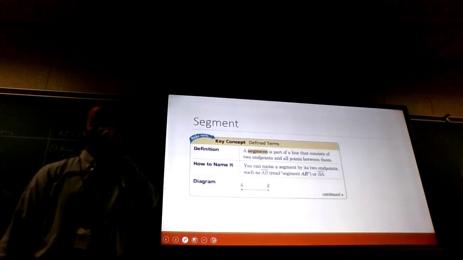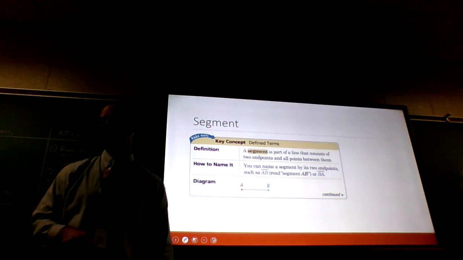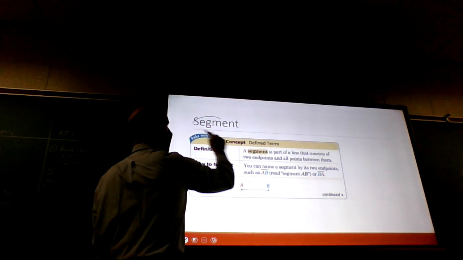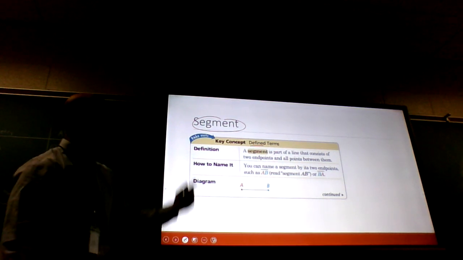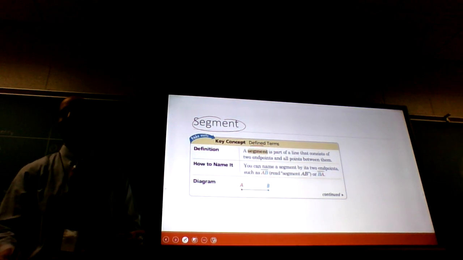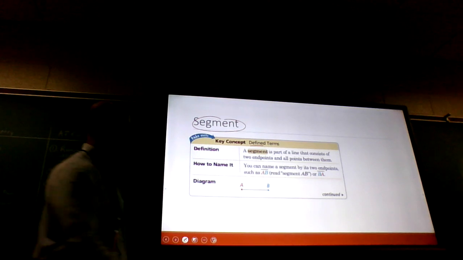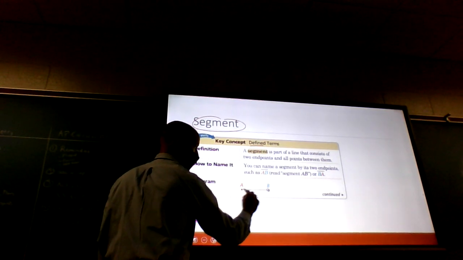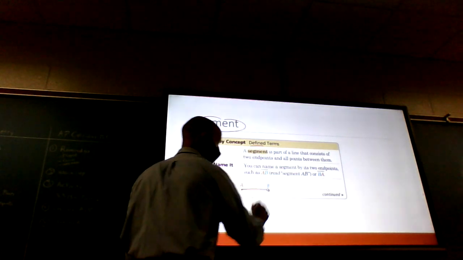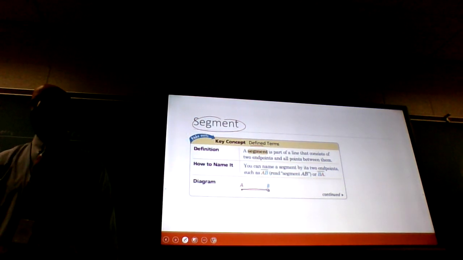Okay, so now let's talk about something that is defined. A segment does have a definition. This is our first defined term. A segment is just part of a line. It's not the whole line. It's just this part here. It has an endpoint A. In this case, it has an endpoint B. And then it's all the points on the line that are between A and B.